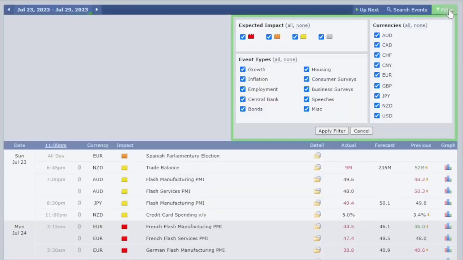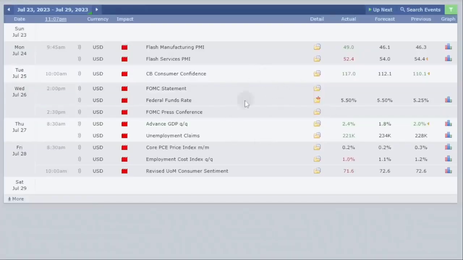If we press filter in the top right, we get this drop down of all these options. Under expected impact, we want to remove the orange, yellow, and gray folder. We can keep each event type. And under currencies, you're going to want to select the one which is correlated with the pair you are trading. I'm using indices as an example, so I will select USD. Once I click apply filter, you can now see that our list only contains red folder USD news.